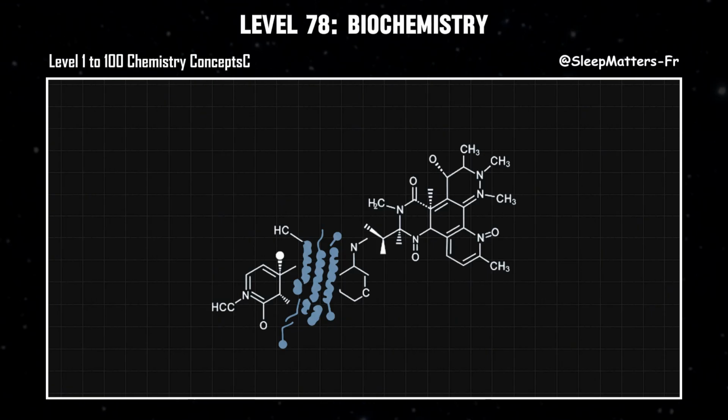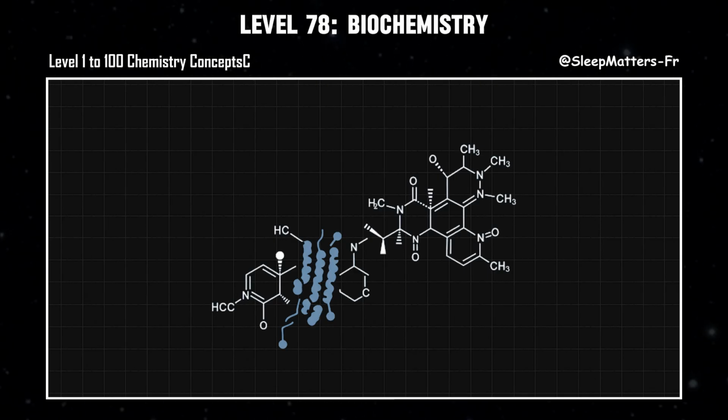Level 78. Biochemistry. Biochemistry is the study of chemical processes in living things. It is where chemistry meets life. It is the reason your heart beats, your lungs breathe, and your brain thinks. Biochemistry is the silent orchestra that keeps you alive, with every cell in your body playing a part. It explains how your body takes in food, breaks it down for energy, and uses that energy to keep you alive.